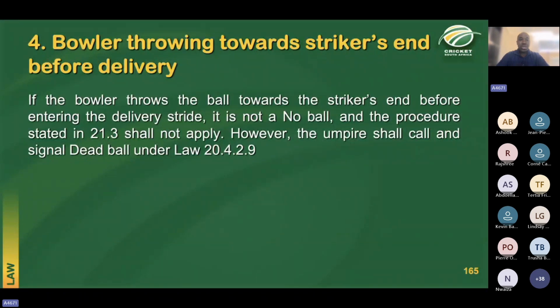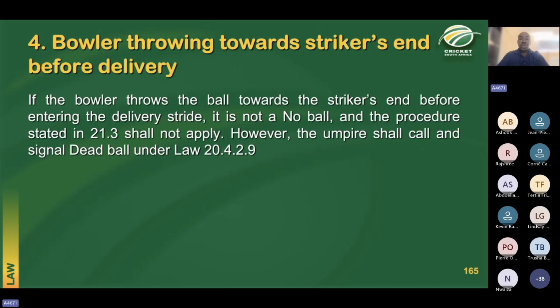We need to call and signal dead ball if a bowler, maybe they notice that the striker is standing outside of his or her crease and they think that they can run out that striker by throwing the ball at the striker's stumps. No, they're not allowed to do so.